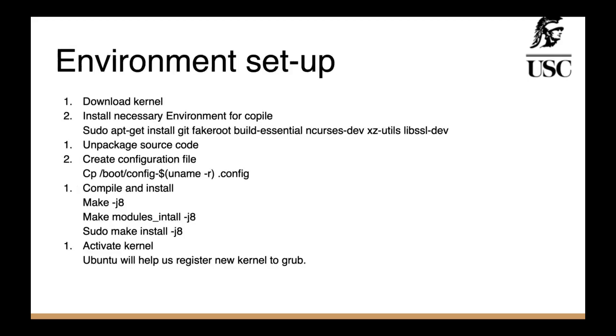First of all, we have to set up the environment for this laboratory. We download the kernel from the official website, and we install the necessary packages for compiling. You can see in the slides the commands that we use, with sudo. Then we unpack the source code and create a configuration file. After that, we compile and install, and the final step is to activate the kernel, and then we can see how our modification affects the speed of file transfer.